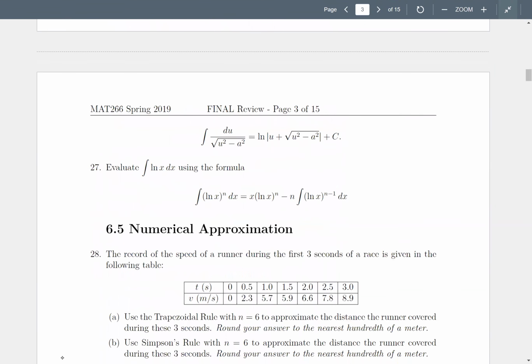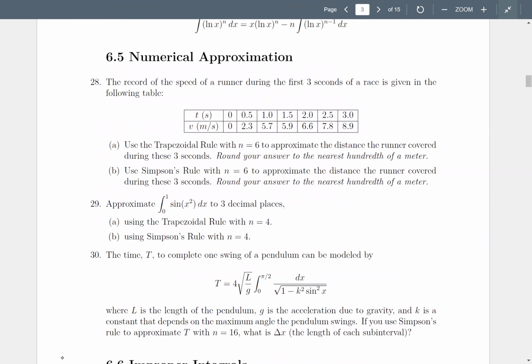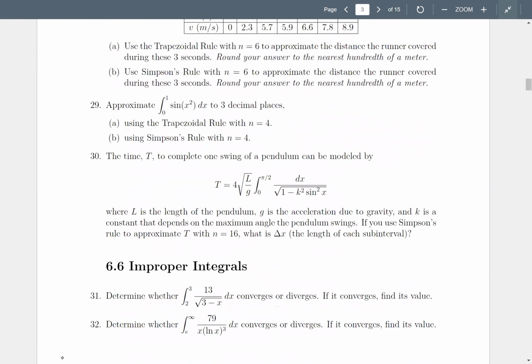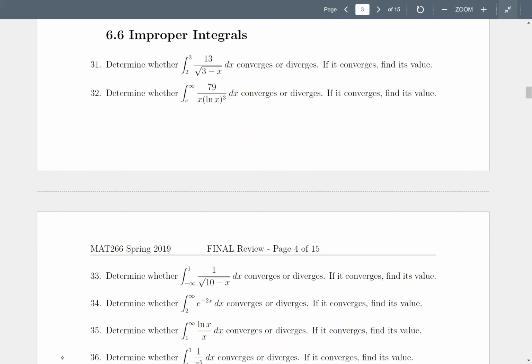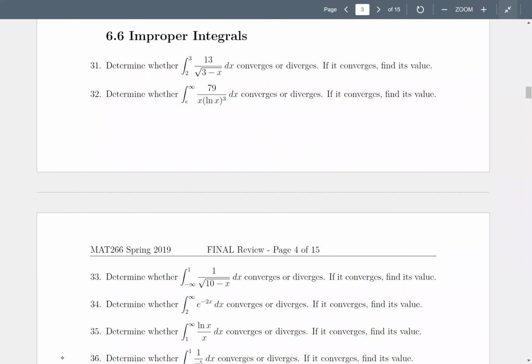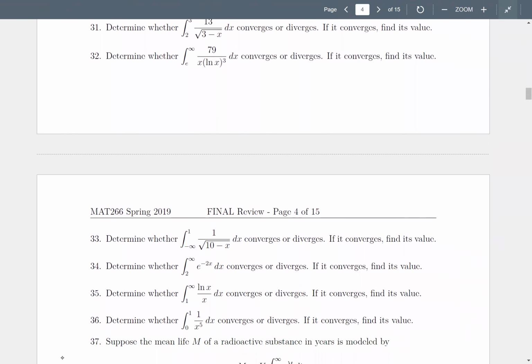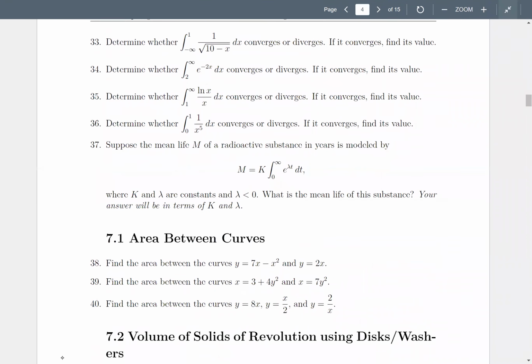Integration with tables, we covered. Numerical approximation, just check two formulas, trapezoidal rule and Simpson's rule, 28, 29 is good enough. Leave those two examples again. Improper integral we covered, but there are more cases, so I would practice improper integrals. That checks your knowledge on functions, limits, and integration skills.